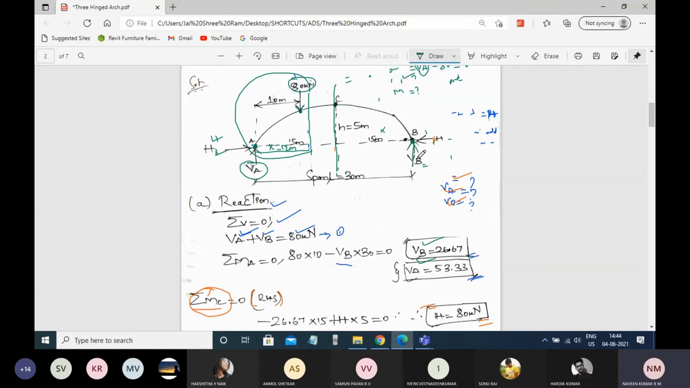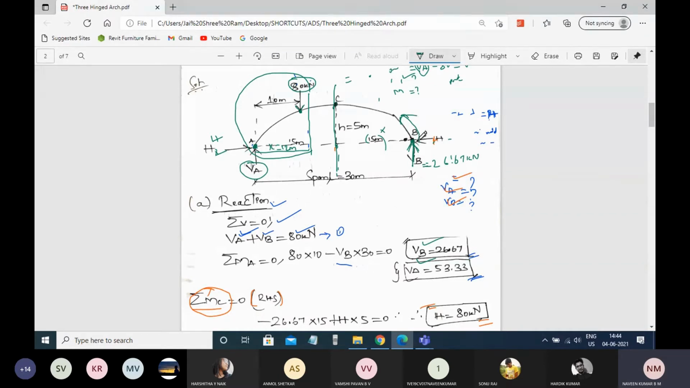So VB is acting, and we are considering moment at point C. VB is a force acting vertically upward. To reach C, we require a perpendicular distance of 15 meter, and you see the rotation is anti-clockwise. So minus VB, which is 26.67, times 15 meter. The rotation of this particular load towards C is anti-clockwise.